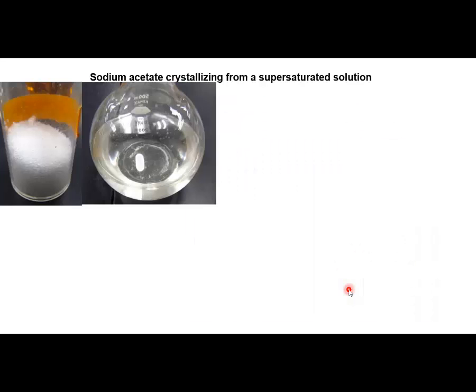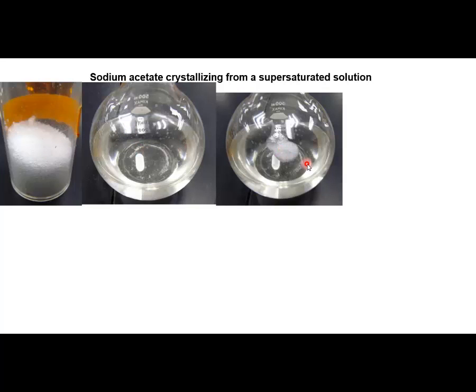So I say the solution is supersaturated. So I added that seed crystal. I took a little bit of the seed crystal. This was sodium acetate, the solute. So I added a crystal of sodium acetate. I dropped it into the round bottom flask with the solution, and I noticed immediately crystal growth. Do you see the crystal growth here?